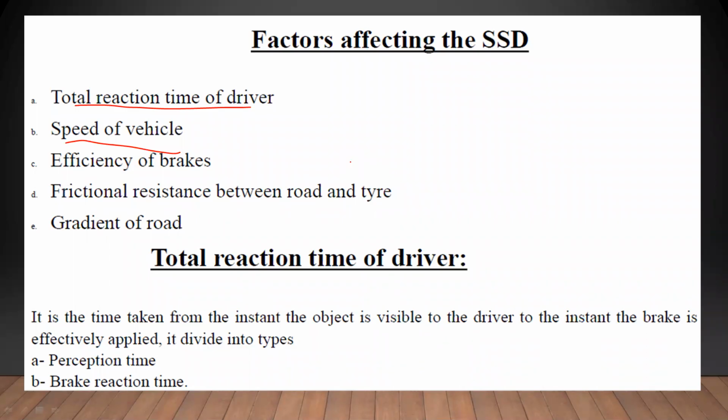That's because 100% application of brake may not be possible at high speed. So higher speed means more stopping sight distance, and lower speed means less stopping sight distance. Efficiency of the brake mainly depends upon the age of the vehicle. If the age of the vehicle is very high, then the efficiency of the brake may not be 100%.